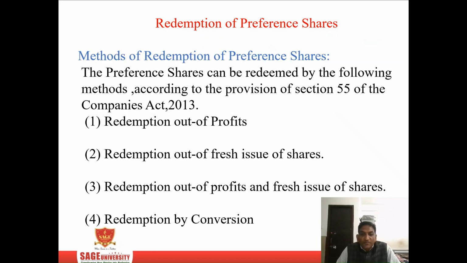Method of redemption of preference shares. Preference shares can be redeemed by the following methods according to Section 55. First, redemption out of profit. Second, redemption out of fresh issue of shares. Third, redemption out of profit and fresh issue of shares both. And last is redemption by conversion of preference shares into equity shares, debentures, or new preference shares.